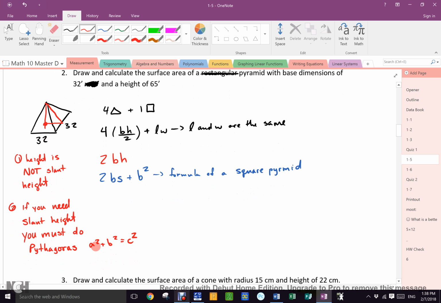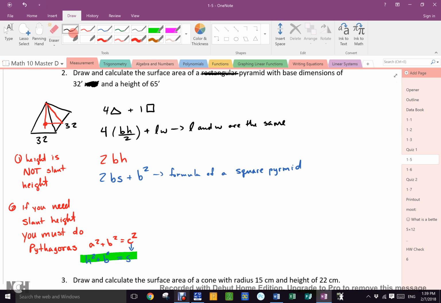Now, in this equation, c squared is your slant height. B is still your base, and A is your pyramid height. That is the one you would use when dealing with pyramids. Everybody cool? Everybody cool? Okay. So now we've got this right here.